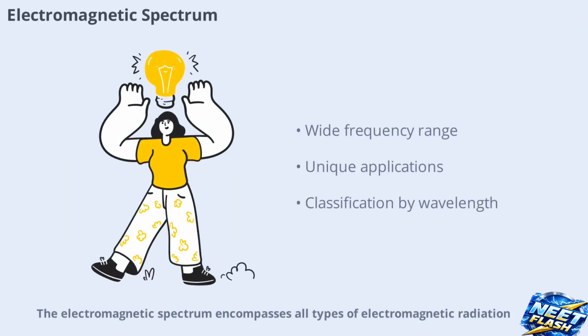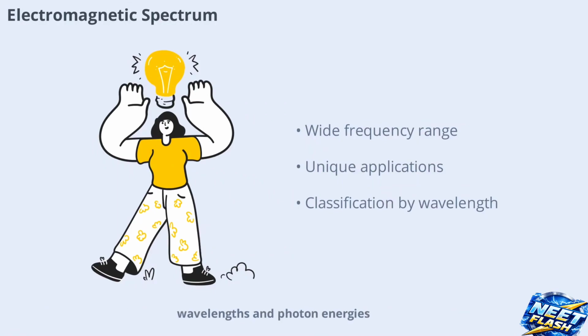The electromagnetic spectrum encompasses all types of electromagnetic radiation, from radio waves to gamma rays. It covers a vast range of frequencies, wavelengths, and photon energies. Each region of the spectrum has unique properties and applications, such as radio communication, medical imaging, and visible light detection. The spectrum is classified by increasing frequency and decreasing wavelength.